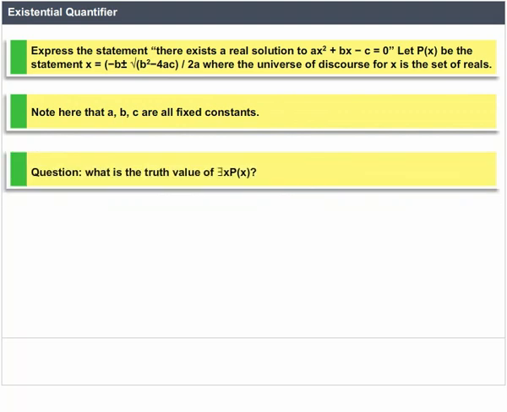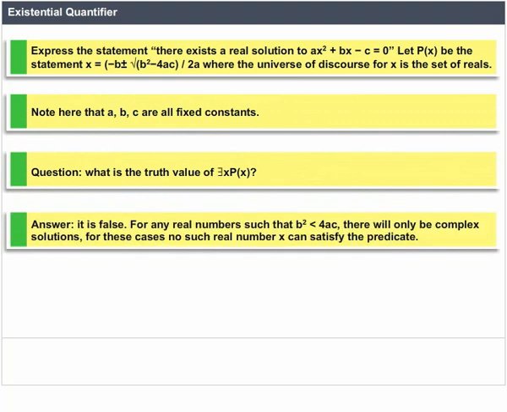What is the truth value of there exists x, P(x)? Answer: it is false. For any real numbers such that b² is less than 4ac, there will only be complex solutions for these cases. No such real number x can satisfy the predicate.